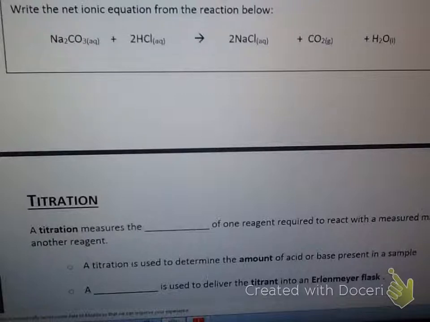Let's write another net ionic equation. I hope you like these because actually when I was in Chemistry 1, these were like my favorite things ever. I don't know, I just love doing net ionic equations. I guess because I like to figure out what was actually going on in the equation.